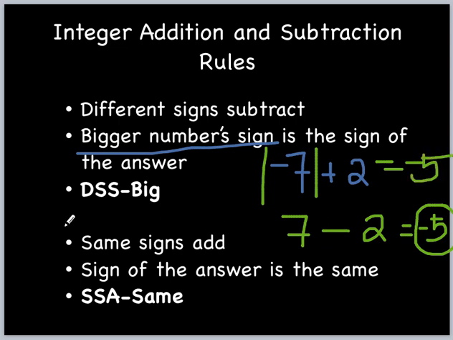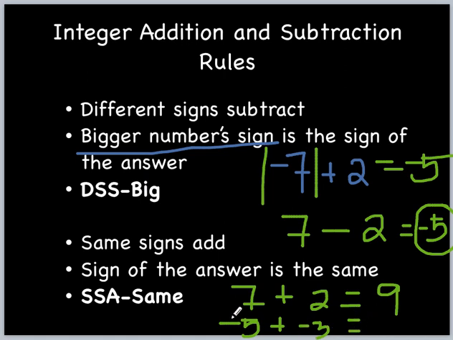Next is the second rule, same signs add. So when you have 7 plus 2, both are positive, it is simply positive 9. Or if you have negative 5, you add negative 3, both are the same sign, you are adding them, negative 5 plus negative 3, that is negative 8. Same signs add, and you just follow the sign of both numbers being added. So that is about addition and subtraction of integers using the rules and not the number line.